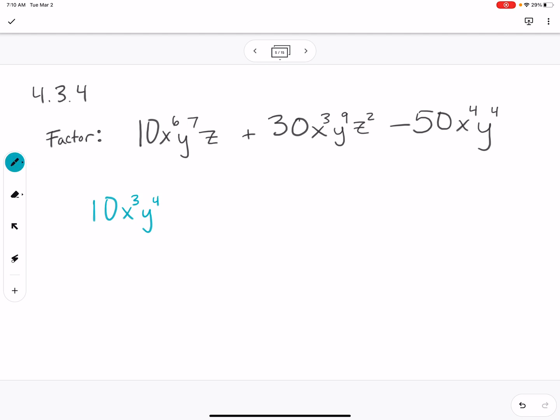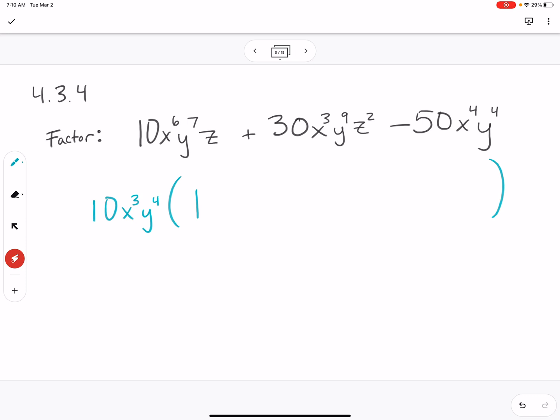Now the 3.0 part of this is putting the leftovers in parentheses. So I'm going to give myself a good amount of room. And what we're going to do is we're going to look at each term and divide out our GCF. So let's start by dividing these coefficients. 10 divided by 10, that just gives me 1.